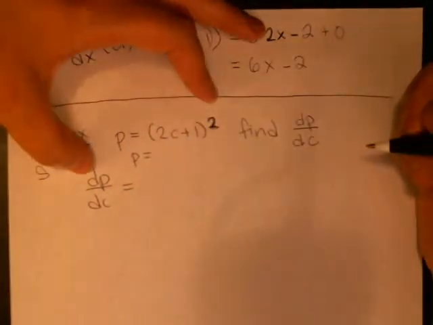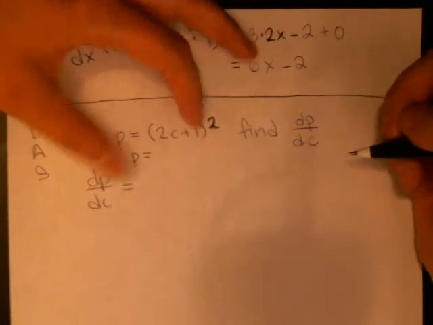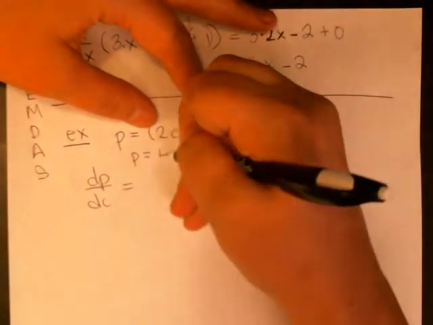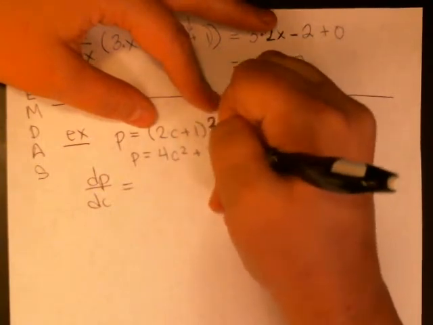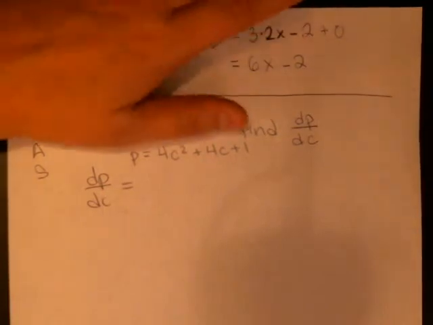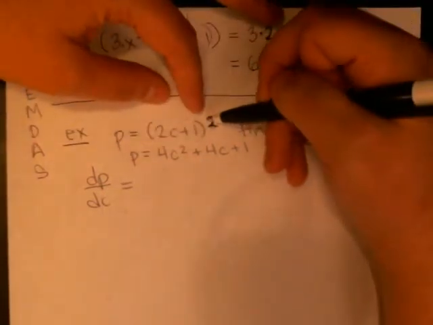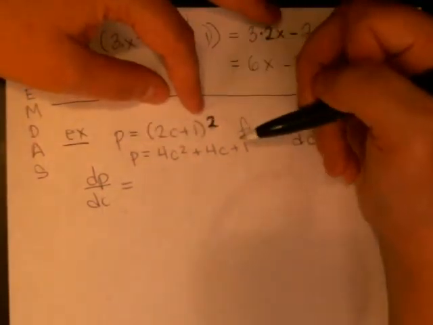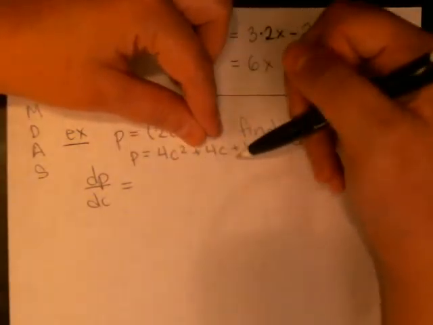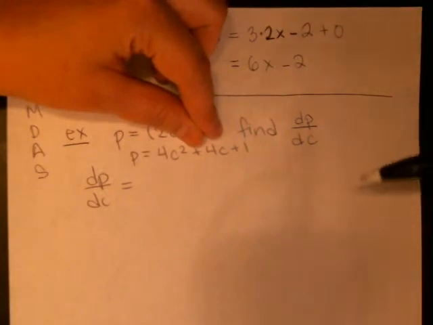So actually, before I even get started on dp/dc, I'm going to go ahead and FOIL this out. If I multiply 2c plus 1 by itself, I get 4c squared plus 4c plus 1, and that I know how to take the derivative of. So I've basically rewritten it. Before it was a function raised to a power, which doesn't quite fit any of our rules. Now the big operation is the addition, so I can approach it in the exact same way as the last one.